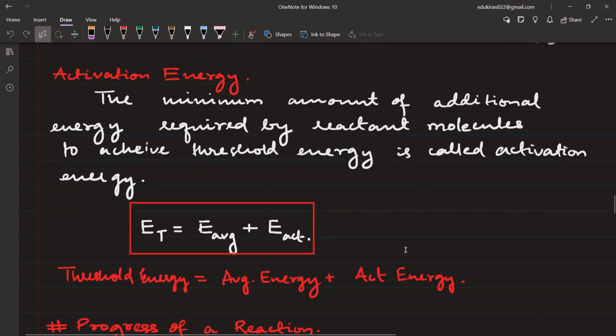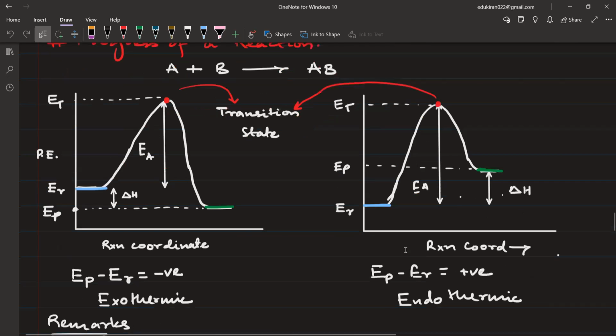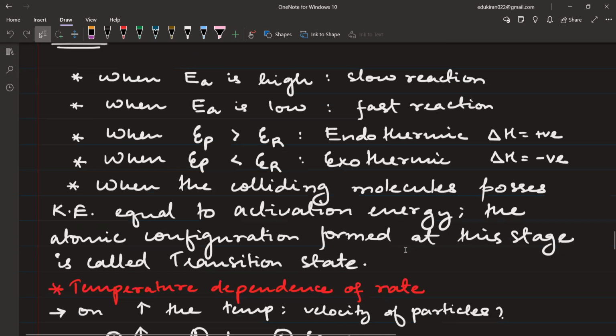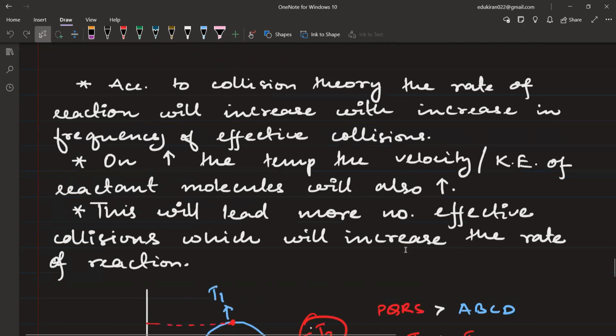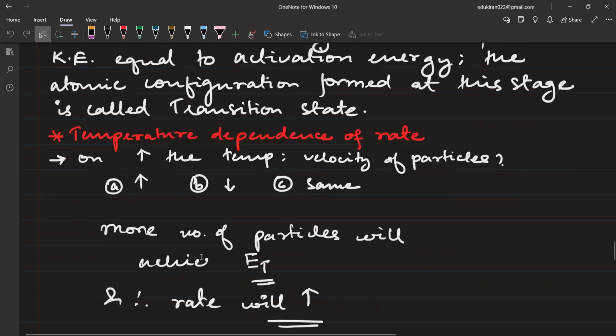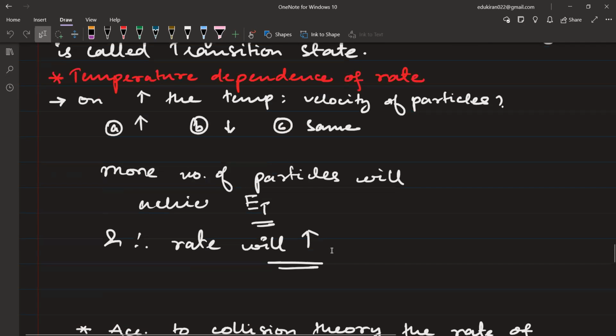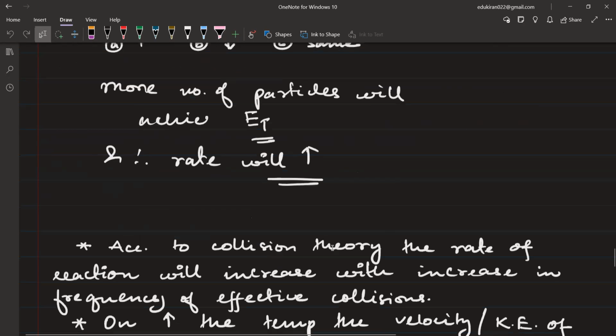Then we talked about activation energy, and we saw that the progress of a reaction can be shown in two different graphs for exothermic and endothermic reactions. And then we saw the temperature dependence. This was the qualitative look at temperature dependence: if we increase the temperature, the velocity of particles will increase, and that means more particles will achieve the threshold energy, and that's why the rate will also increase.